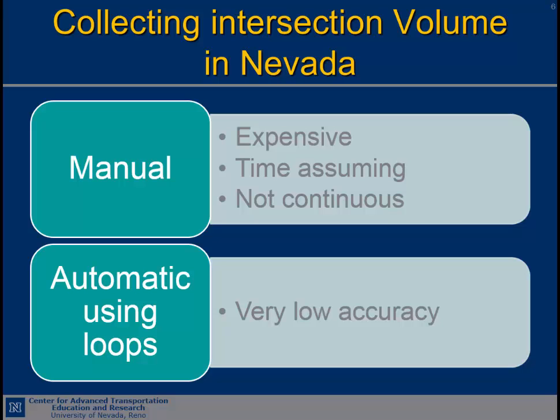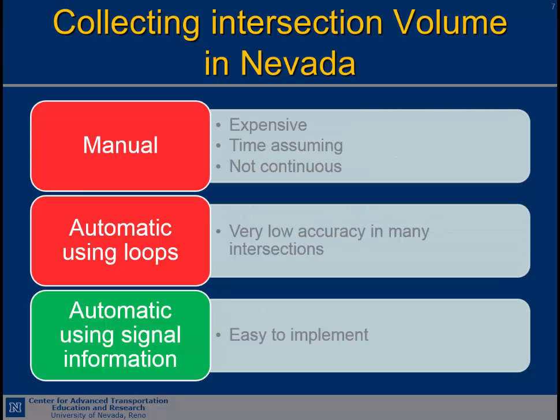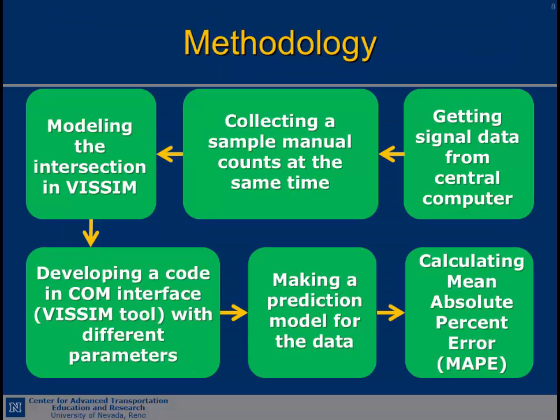So we have 2 options to get turning volumes: either manually, which is expensive, time consuming, and not continuous, or automatically using loops, for which the accuracy is very low. So we proposed another method, where you can get counts from traffic signal information, which is easy to implement. In this presentation we show how.